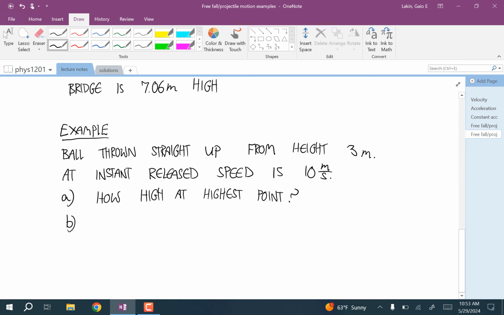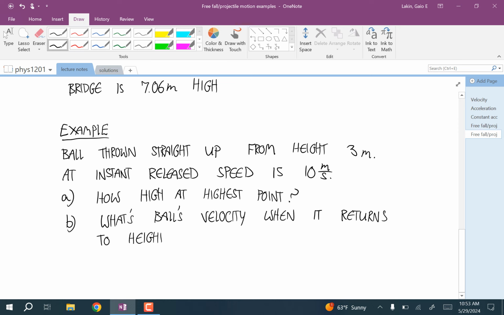Second, what's the ball's velocity when it returns to a height of 3 meters? So it's going to go up from 3 meters, reach a highest point, start coming back down, and when it returns to the height it was released from, we want to know what the velocity is.